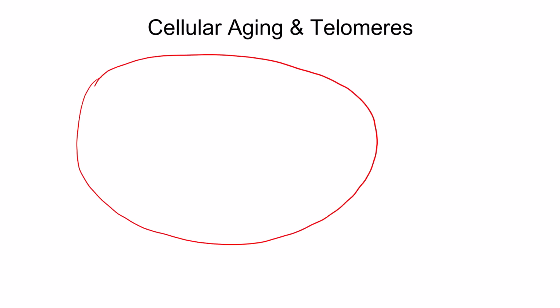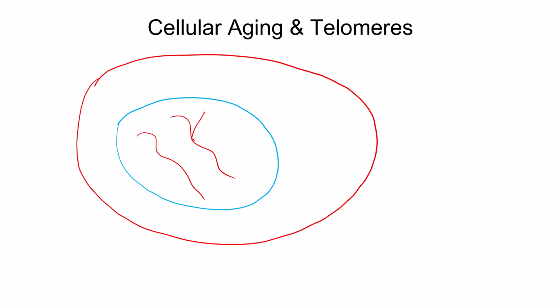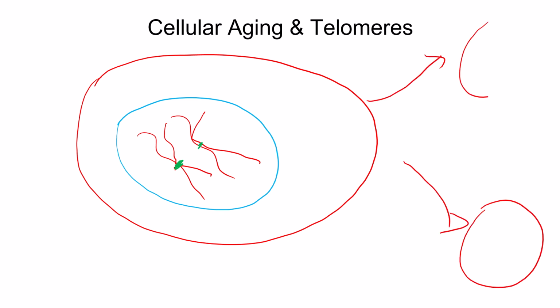Now, as cells age, they keep making copies of the DNA. Remember we talked about how the cells, they will make copies of the DNA? And then they will split, right? So each one gets a copy.